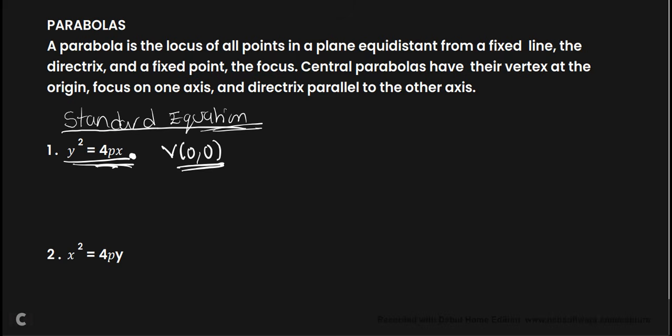And this parabola here is showing us that it's opening along the x-axis. Why is it along the x-axis in this situation? I can show you that the directrix is perpendicular to the x-axis. This x is not squared. Since x is not squared, this means that the parabola is along the x-axis.